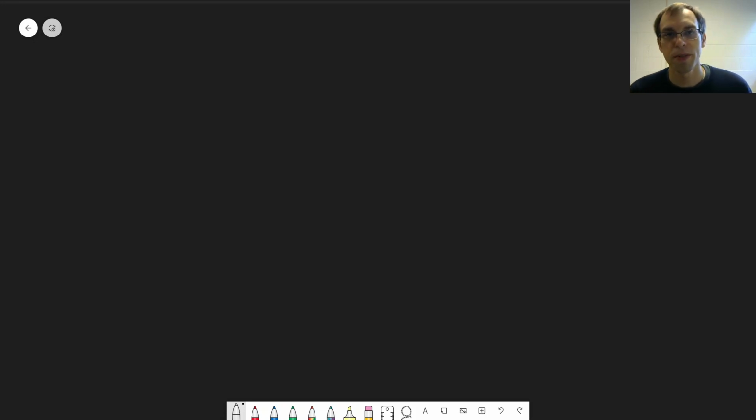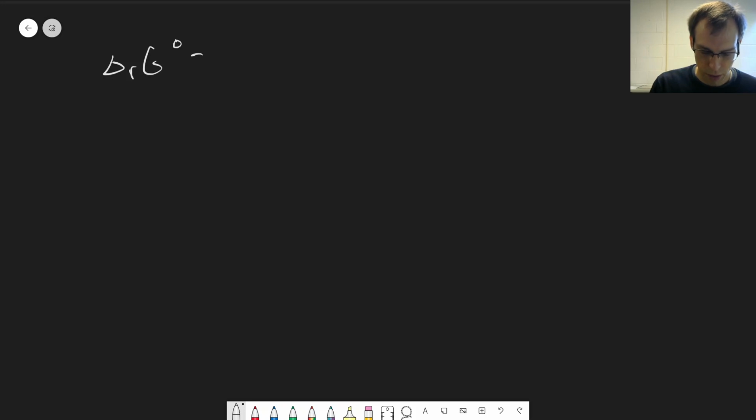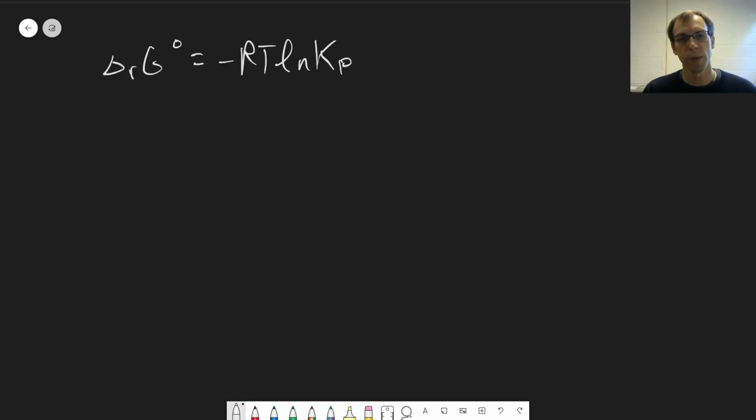So now we've established the theoretical framework for equilibrium constants and calculating what will happen with reactions. Let's go through some practical examples now. First, we'll look at how you calculate an equilibrium constant. Well, we mentioned that what we need to calculate is the standard Gibbs energy for the reaction, and then use the equation that this is equal to minus RT natural log of Kp to find our equilibrium constant.